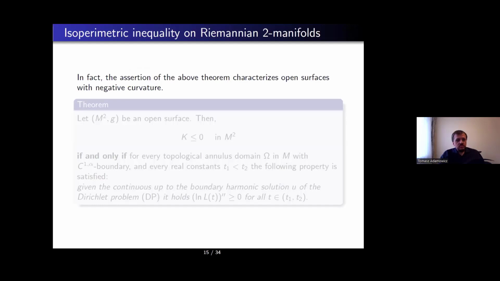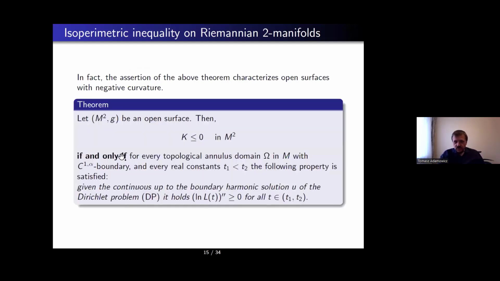But what is also quite interesting is that the isoperimetric inequality in that setting can be used to characterize open surfaces with negative curvature, since we have the following observation. If M is an open surface with Gaussian curvature non-positive in M, then for any topological annulus, we may show that the solution to our Dirichlet problem obeys the isoperimetric inequality. And also the opposite. If for any topological annulus on M the isoperimetric inequality holds, then we know that K must be less or equal than 0 in M.